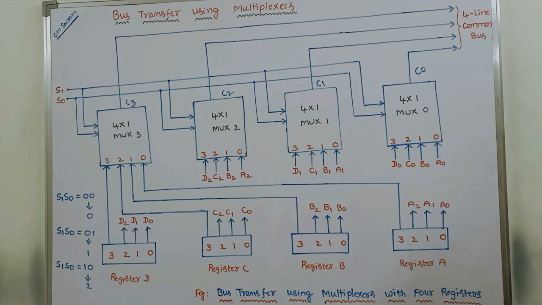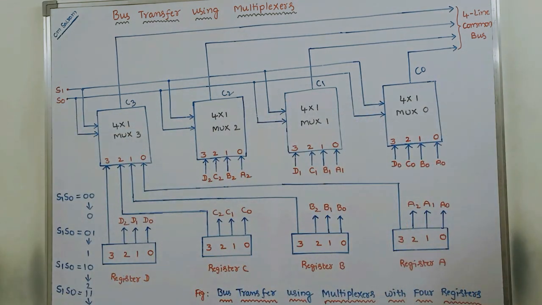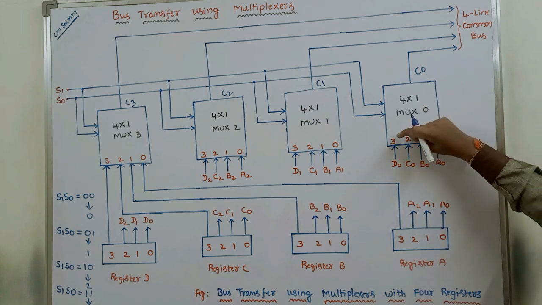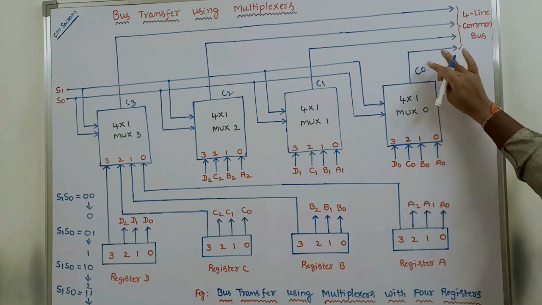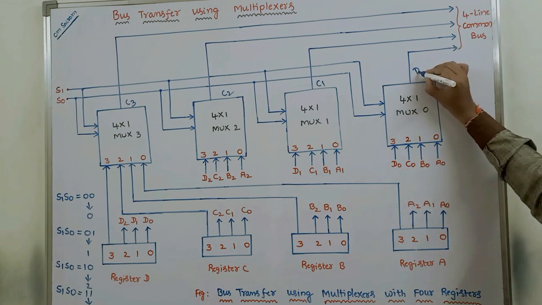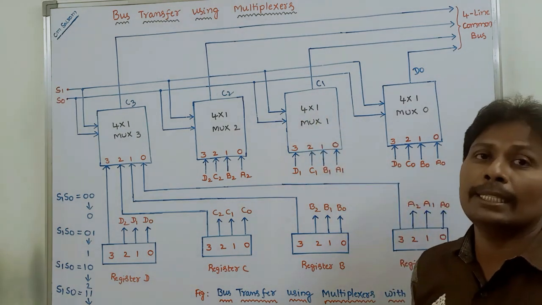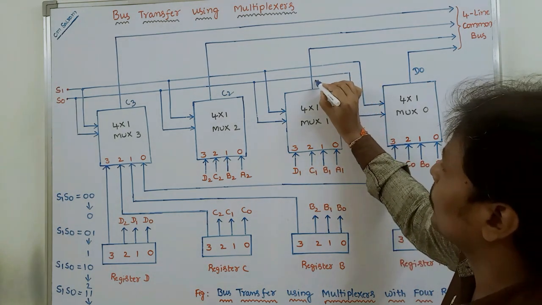Okay, next one. So S1, S0 is equal to 1, 1. What is the equivalent decimal value? That is 3. In each and every multiplexer, we have to select third data input. In multiplexer 0, third data input is selected, that is D0. D0 is connected to the output line. Next, in multiplexer 1, we have to select the third data input line, that is D1. D1 is connected to the output line.